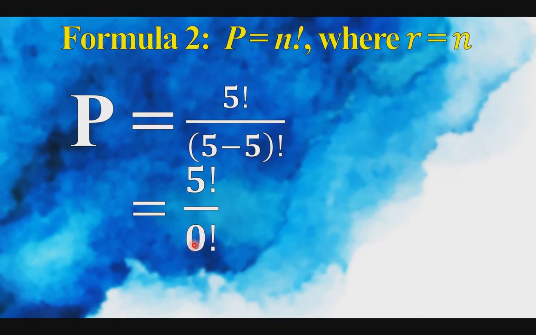And 0 factorial is 1. So, since 1 na lang ang denominator, yung numerator na lang matitira. Kaya ano bang numerator? N factorial or 5 factorial. Kaya naman dito, the answer will be simply 5 factorial, which is 120. Again, 5 factorial is 5 times 4 times 3 times 2 times 1, which is 120. So, the permutation of 5 objects taken 5 at a time or taken all is 120.